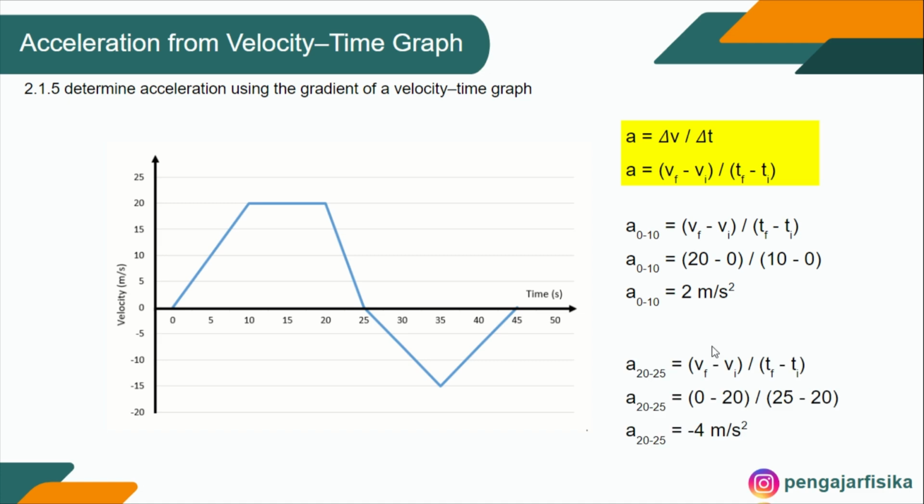Another example is, what is the acceleration from the time 20 here to 25 here? The final velocity here is 0, and then the initial velocity is here 20. So the change in velocity will be 0 minus 20, and the time will be 25 minus 20. We calculate and then we get minus 4 meter per second square. The value of this acceleration is negative. It shows that it's actually deceleration. So the object is slowing down with this acceleration.